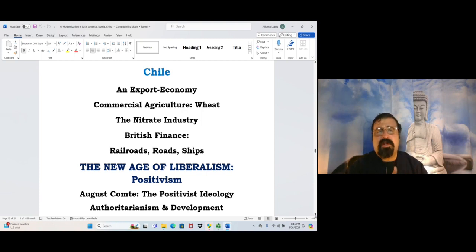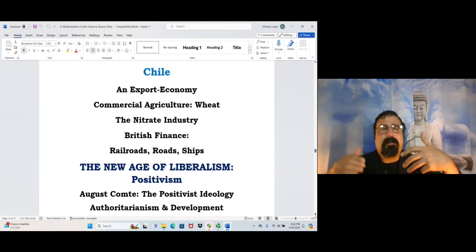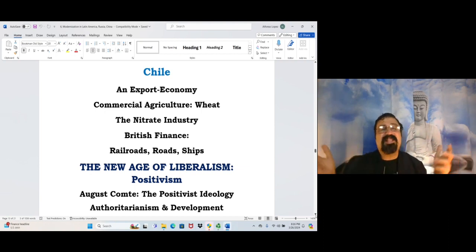In Chile, we see something quite similar. It's really a country that is creating an export-based economy, commercializing its agriculture, trying to create a cash crop for exports like wheat, for example. But most importantly, Chile discovers huge deposits of nitrates. This is nitrogen. This is really used for fertilizer. And again, American farmers, European farmers are in great need of nitrates that are found in Chile. And now Chile is developing its nitrate industry.